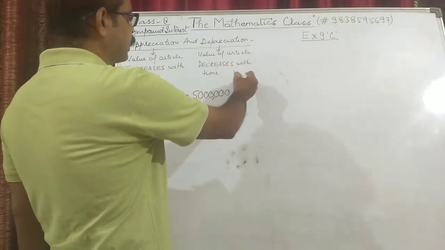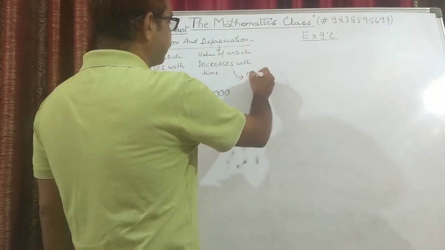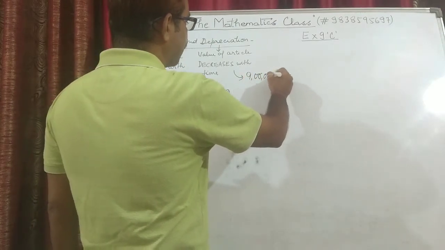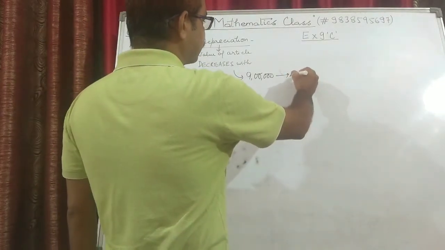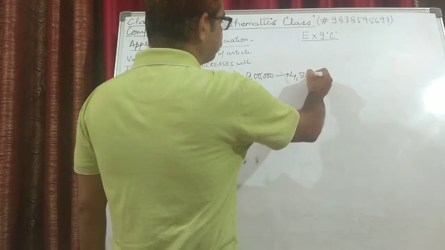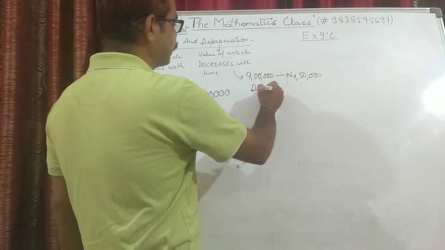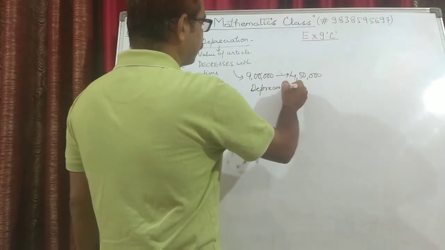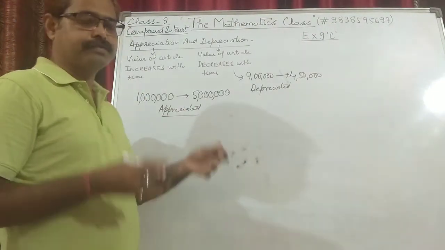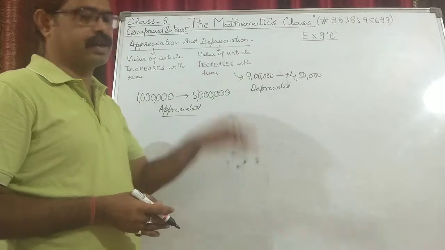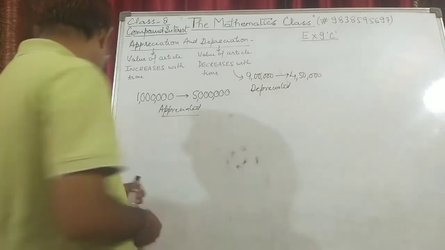Appreciated means its value has increased with the passage of time. Now when we talk about depreciation, suppose I purchased a car for rupees 9 lakh and after 5 years, its value has decreased to 4,50,000. It means the value has been depreciated. Depreciated means with the passage of time, the value of that article is going down. I hope the literal meaning of appreciation and depreciation is clear.